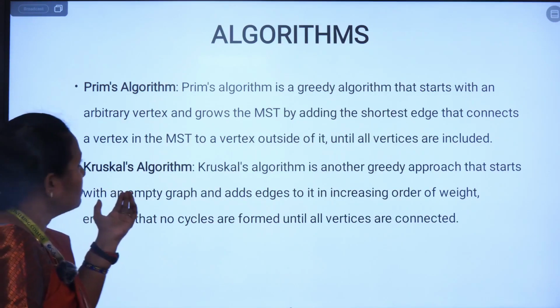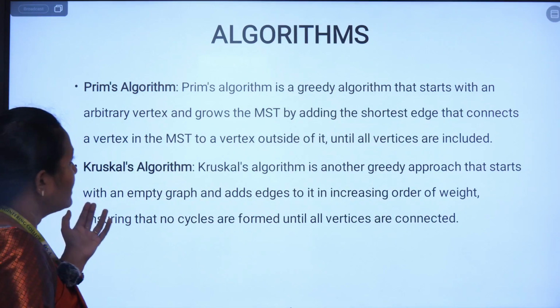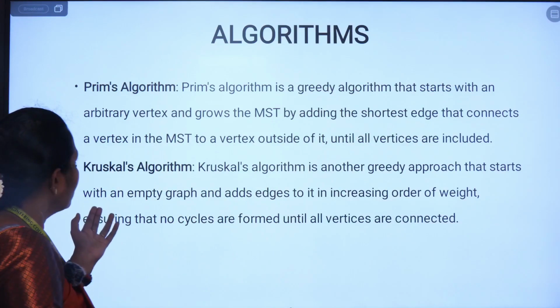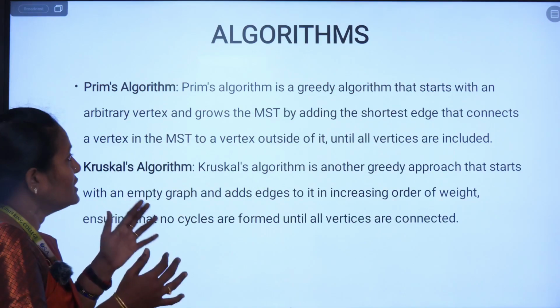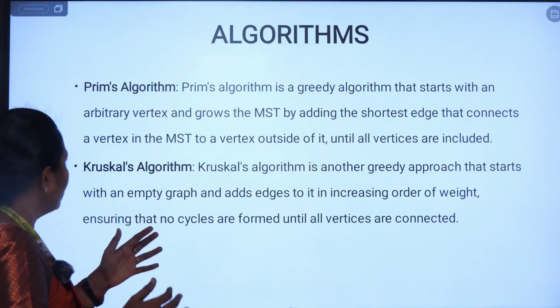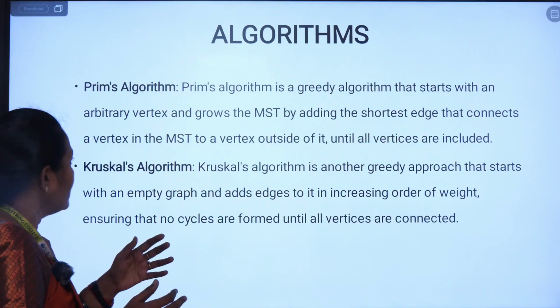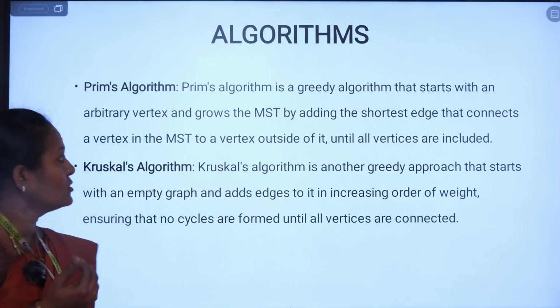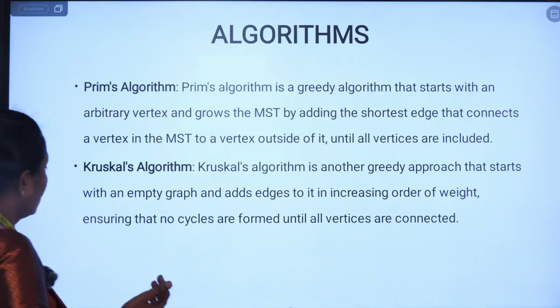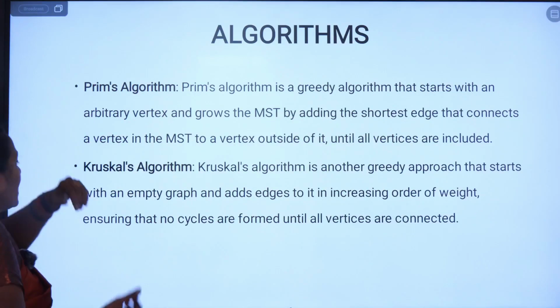Prim's algorithm is a greedy algorithm that starts with an arbitrary vertex and grows the minimum spanning tree by adding the shortest edge that connects a vertex in the minimum spanning tree to a vertex outside of it until all the vertices are included. This is how we will be using Prim's algorithm.